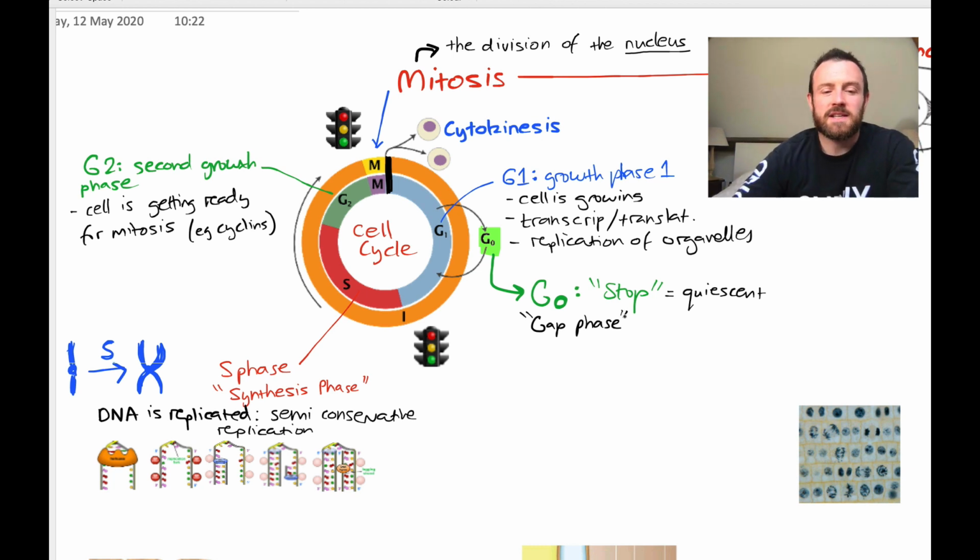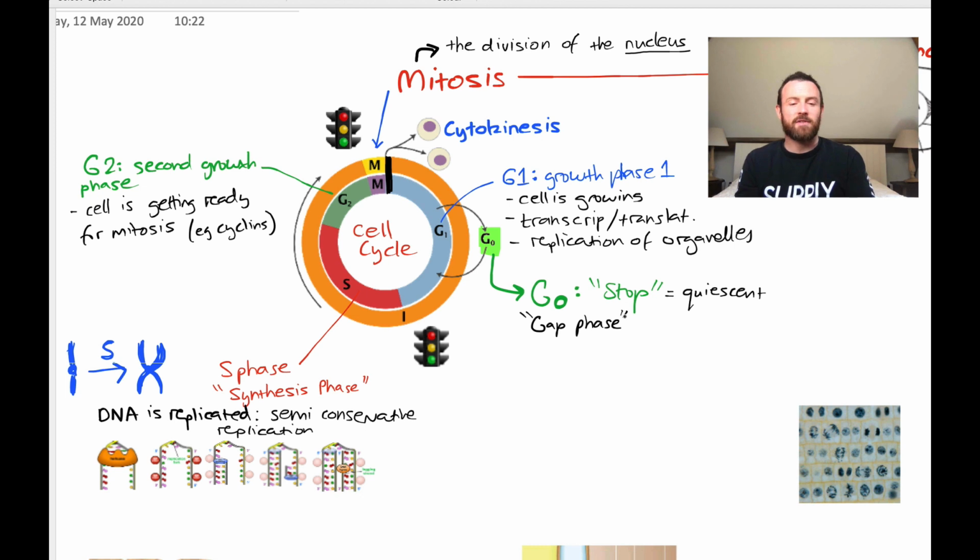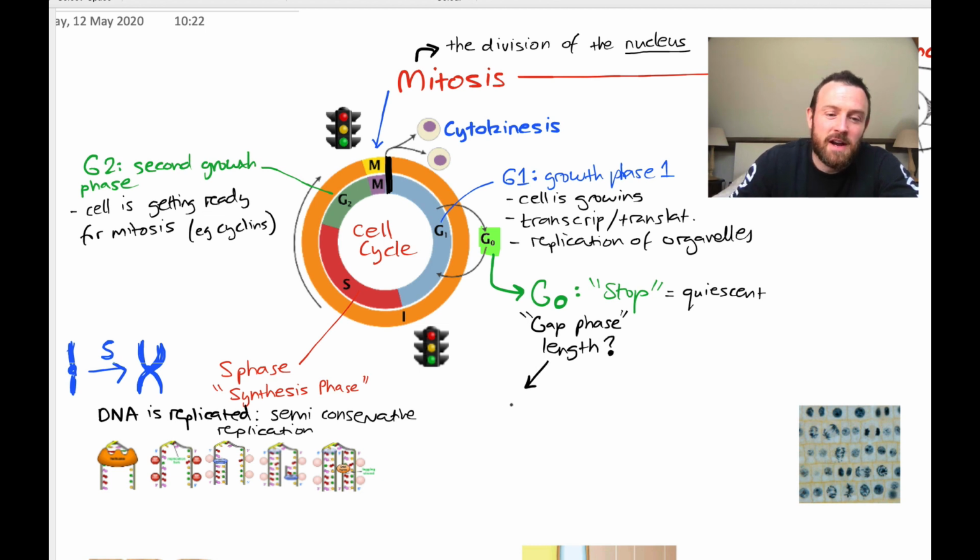So sometimes cells will come out of the cell cycle, sit in the gap phase for a bit, and then go back into the cell cycle. And sometimes cells will sit in the G0 gap phase for a very, very long time. So it depends on the cell type how long this is. So we could say length, question mark.